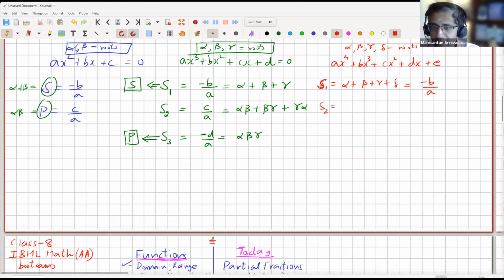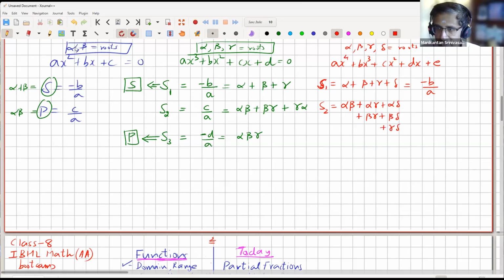S2 will be sum of product of roots taken 2 at a time. So that'll have the combinations alpha, beta. Let's finish all the alphas first. Alpha, beta, alpha, gamma plus alpha, delta. Now we'll go to beta plus beta, gamma plus beta, delta. And then we'll go to gamma plus gamma, delta. So no surprises. There are 6 terms in this because of the 4 roots, you're choosing 2.